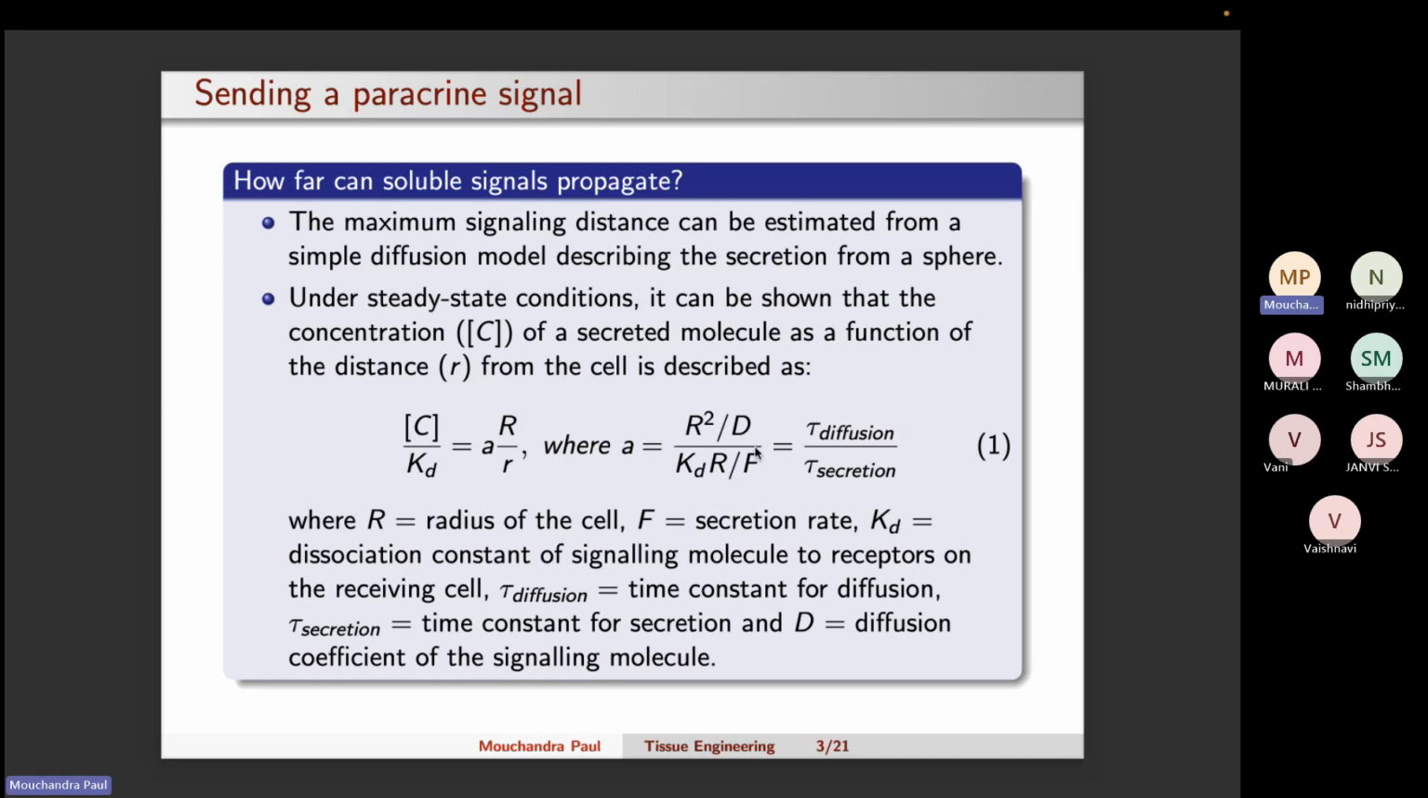All right. And here, what is F? F is the secretion rate: the rate at which the growth factors are getting secreted by the signaling cell. So that is F.